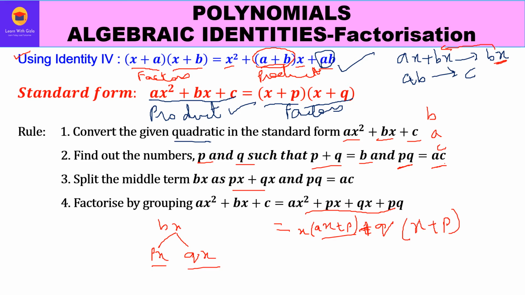We get x + p and x + p, so x + p is common, and the other factor is x + q. So basically we will get two factors. If we assume a to be 1, we get x + p as one of the factors and x + q as the other. So this is how we are going to factorize the quadratic polynomial. Let us take an example.